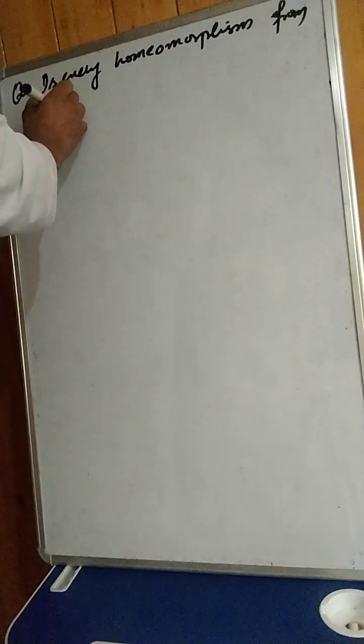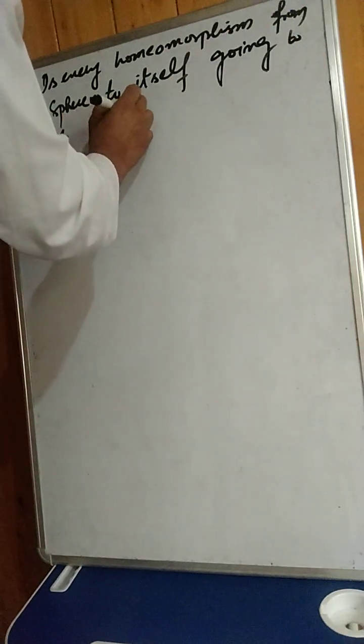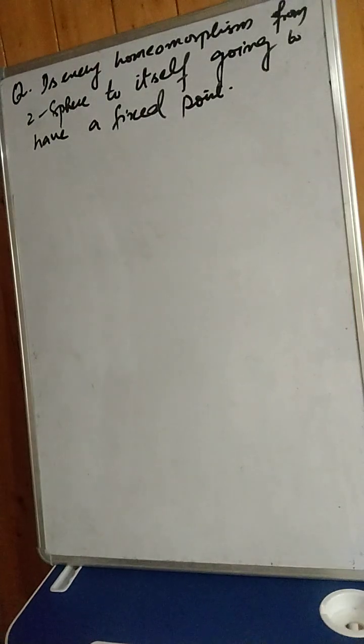Okay, so my question is: is every homeomorphism from two sphere to itself going to have a fixed point? This is my question pertaining to homeomorphism.